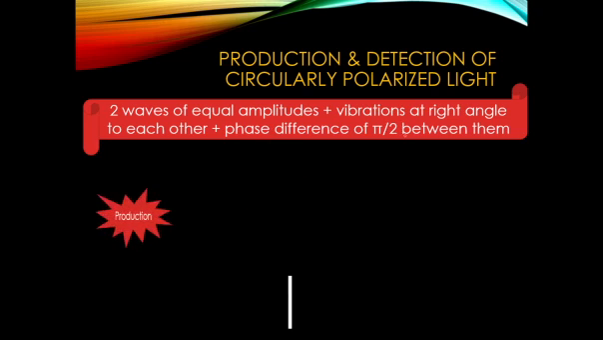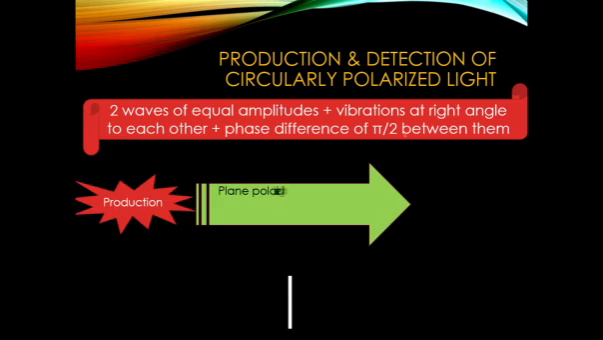So how do you produce the circularly polarized light? For that, we make a plane polarized light pass through a quarter wave plate at 45 degrees. From the previous consideration, we have seen that the incident plane polarized light makes 45 degrees with the optic axis, the dotted line represents the optic axis. So what happens? It will be resolved along the optic axis as well as perpendicular to the optic axis.